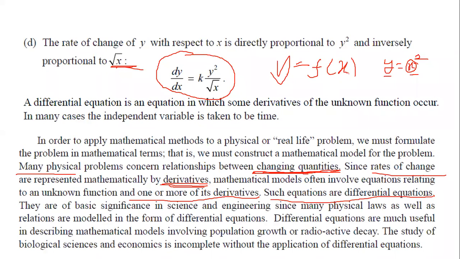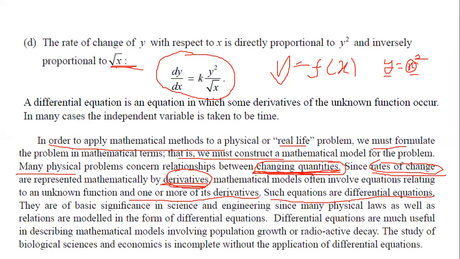Whenever you apply a mathematical model to a physical, that is, real life problem, we must formulate the mathematical model in mathematical terms. We must construct a mathematical model for the problem. Many problems concern relations between changing quantities. So what are the important terms in this page? Changing quantities, rate of change, and then derivative. So that is the evolution of this problem.